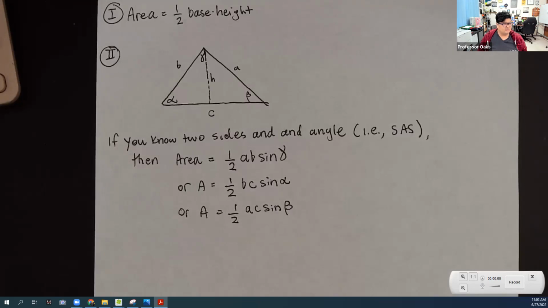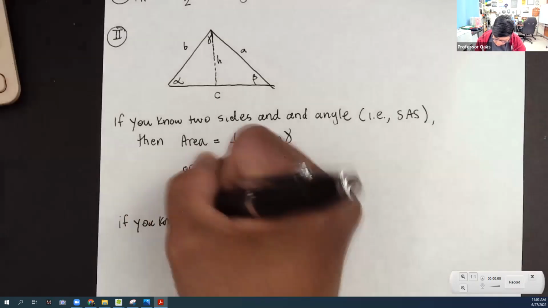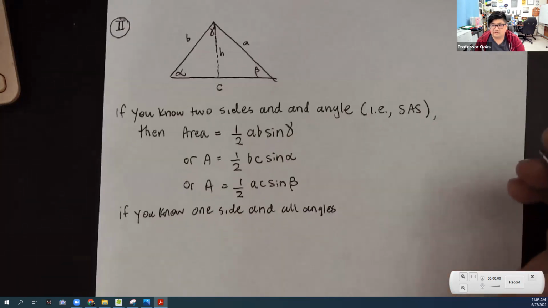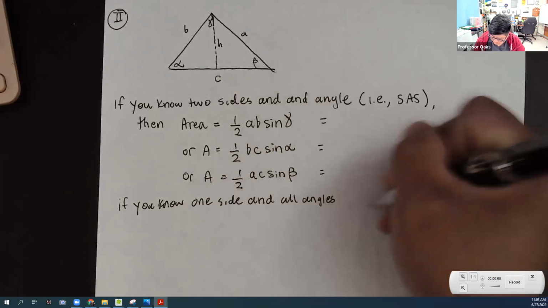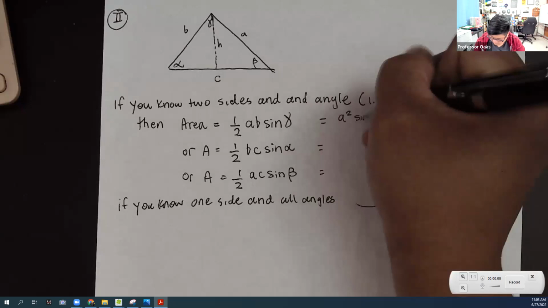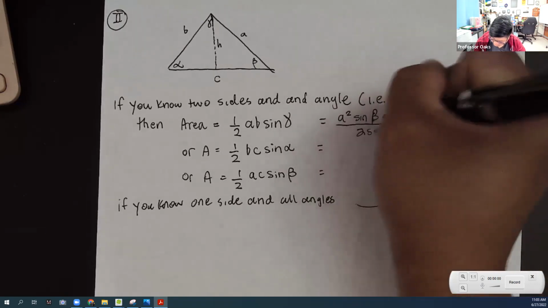Now, if for some reason you know one side and all angles, which is something that could happen, then what you could actually do is say that the area, on this side, would be A squared sine of beta sine of gamma over 2 sine of alpha.